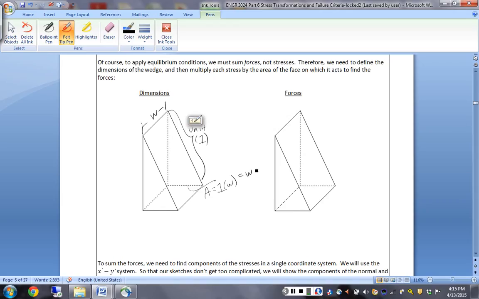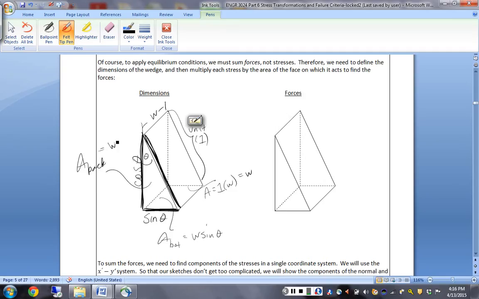All right. That guy's theta. If this guy is 1, what is this guy? Or this guy? This guy is sine theta, and this guy is cos theta. So the area of the bottom is therefore W sine theta. Everybody with me on that geometry? Maybe, kind of, sort of. Area of the back is then W cos theta.